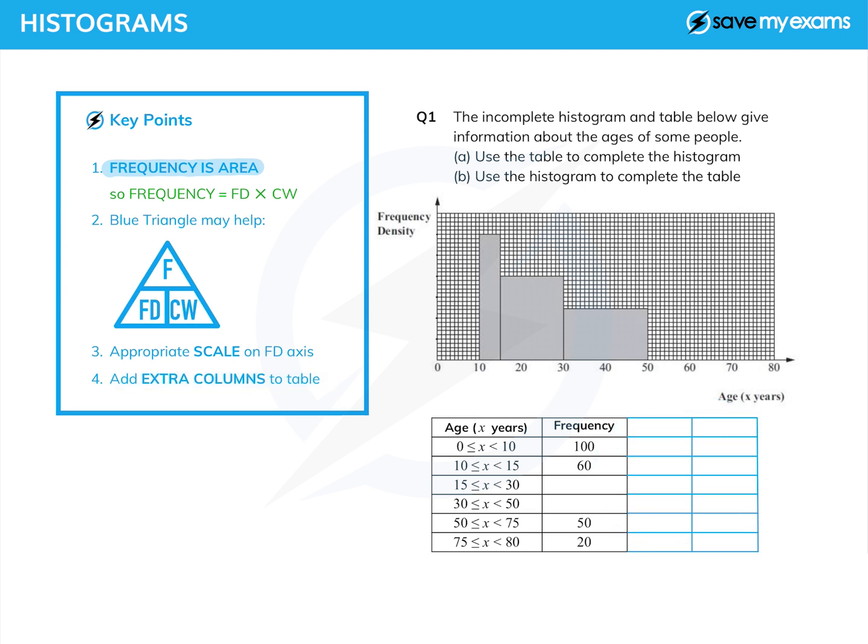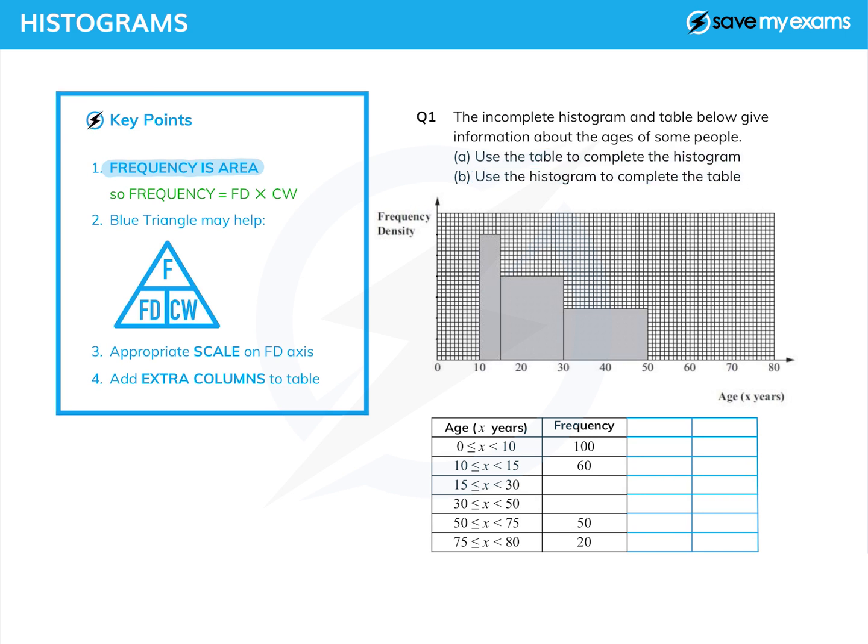So let's have a look at our question. We are given an incomplete histogram and table. There's the histogram, only three blocks on it. There's the table. There are six classes, but only four of them have numbers. So both things are incomplete. And we are asked to use the table to complete the histogram and use the histogram to complete the table.